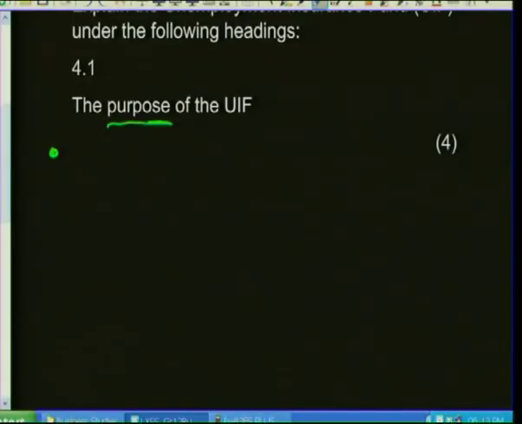UIF is there to protect you in case you lose your job. Why would I lose my job? Because I was fired, because I'm having a baby, so I can go on maternity leave, because I adopted a child, or because I've been sick for a long time. So these are all things that I can write for my 4 marks. I'm going to quickly write down a few points here for you. It is to ensure that you've got an income while you are unemployed.